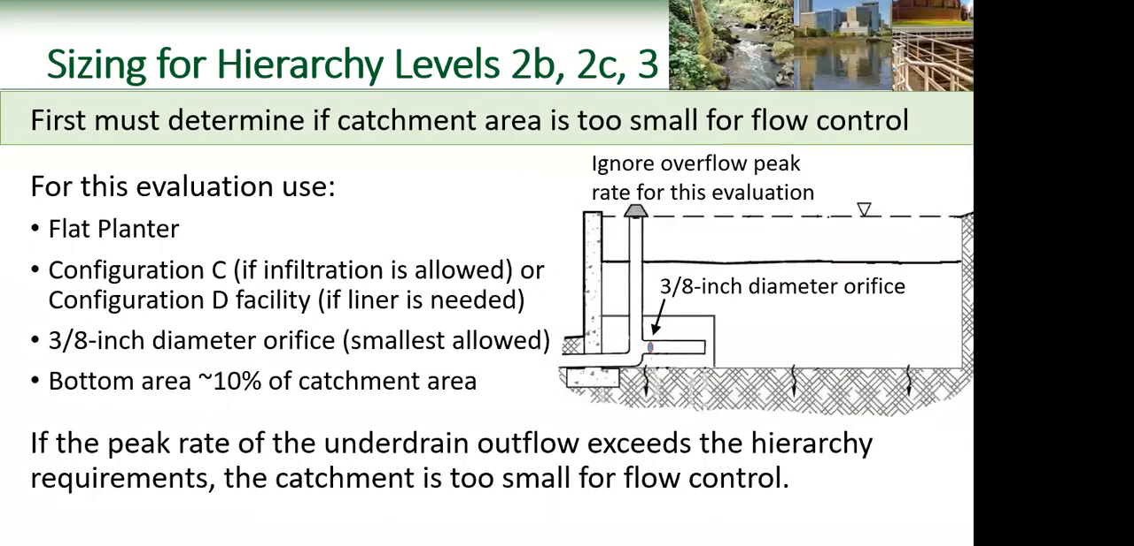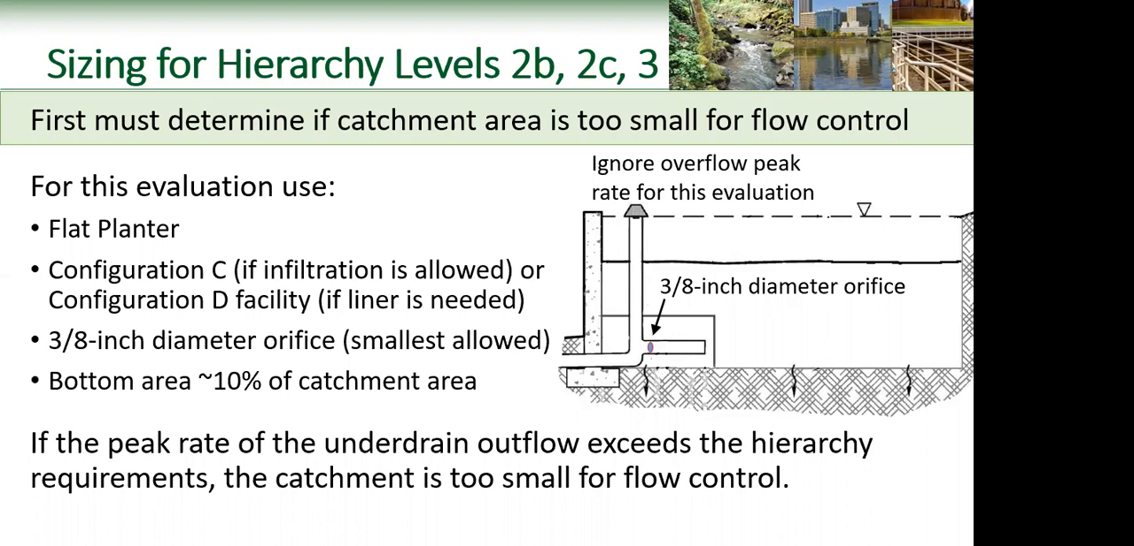And then sizing for hierarchy levels 2B, 2C, and 3. You first must determine if the catchment area is too small for flow control, because if an area is too small, the smaller your area, the tinier your orifice needs to be. And we've set the orifice at minimum at 3/8 of an inch to minimize the issues of clogging. So some areas are too small for flow control.